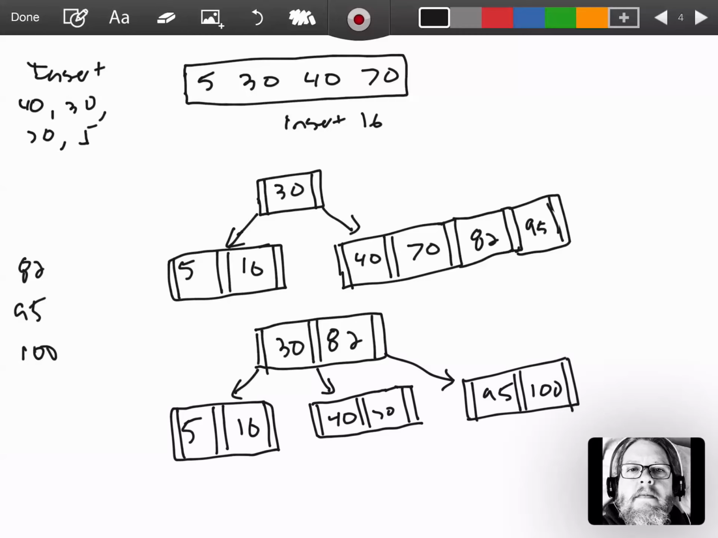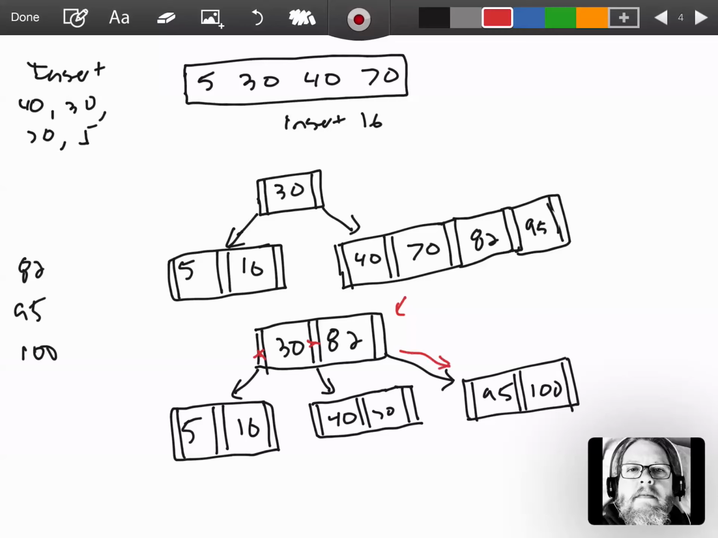Again, the way a search would work, if we're searching for the 100, we go here and we say, is 100 equal to 30? It's not. Is it less than 30? No. So we don't take that one. That one's out. Is it between 30 and 82? No, it's not. Is it equal to 82? No. Is it greater than 82? Yes. So we're going to follow this way.